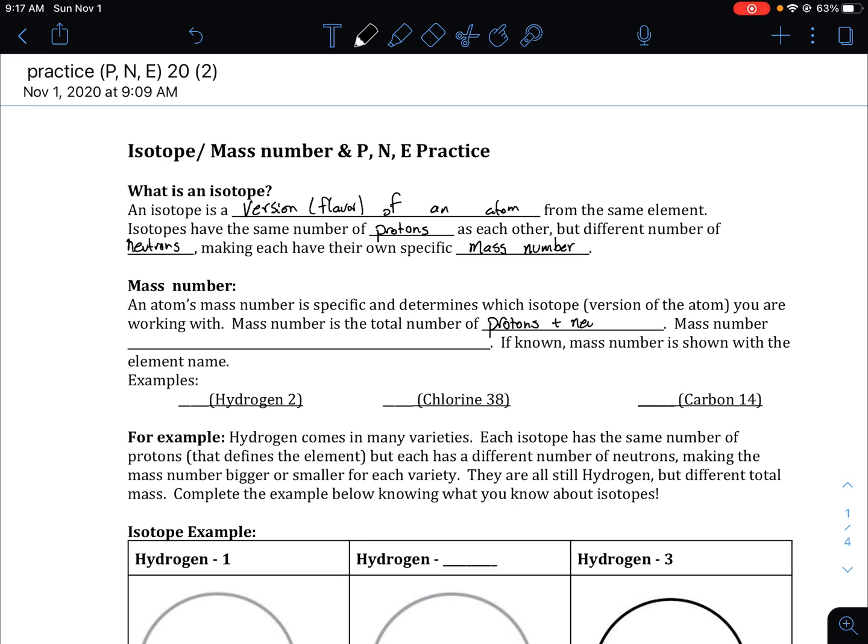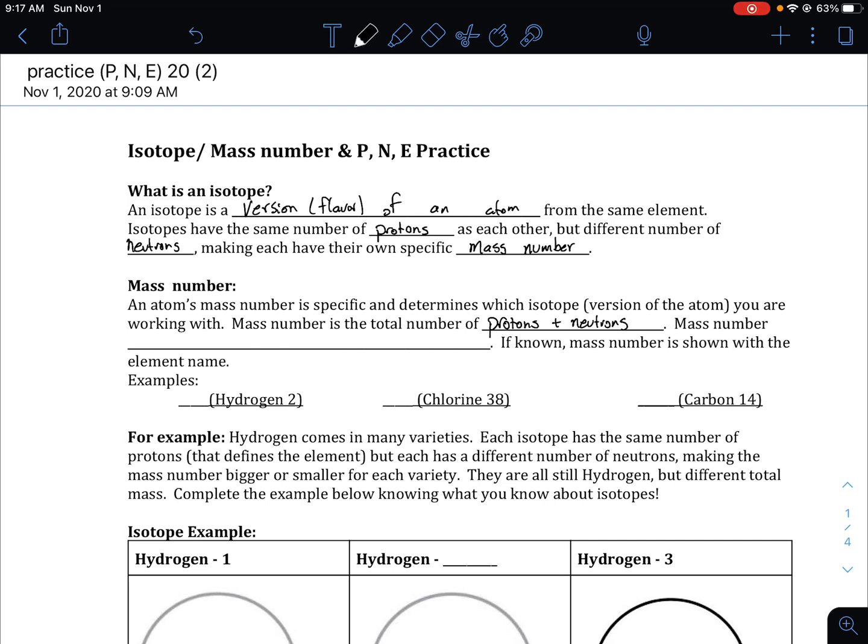Mass number, this is how we calculate it: mass number is the total of protons plus neutrons. And hopefully that makes sense because of that PhET last week. If you add a proton and add a neutron, your mass number would be 2. And if you add 50 protons and 50 neutrons, your mass number would be 100.